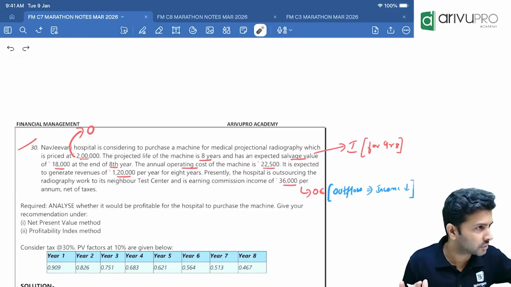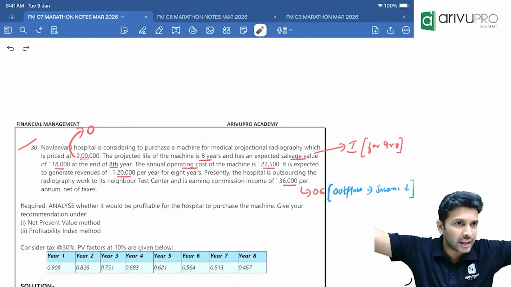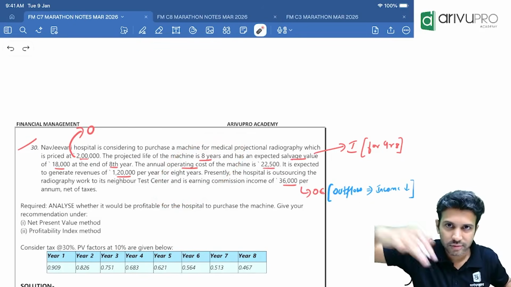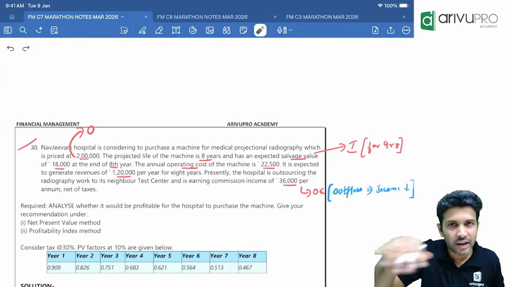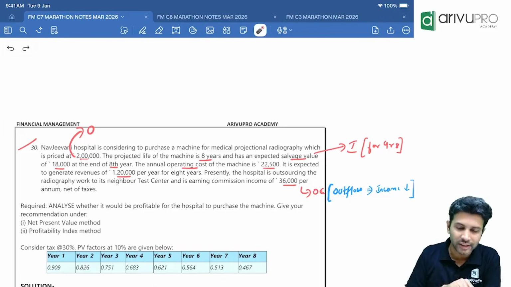Okay. So this is one. Before you proceed with the question, ask this: should I have many columns or 1 column? You will have many columns when cash inflow is changing every year. But if every year's cash inflow is the same, you can have only 1 column. So I'll solve this under the 1 column approach.